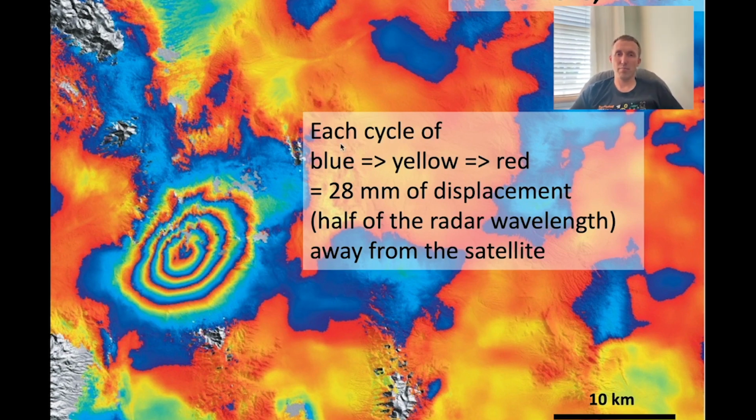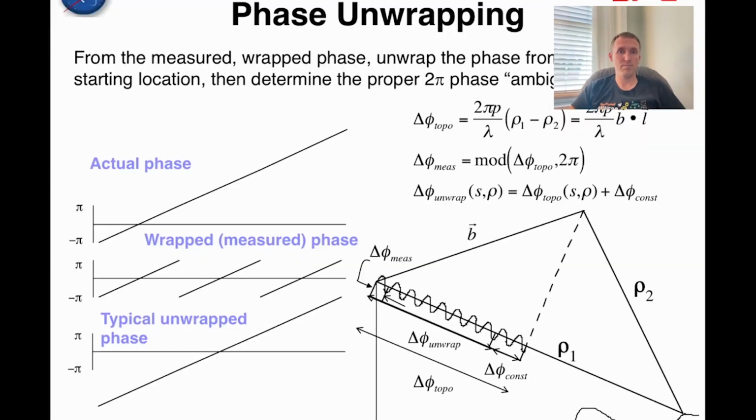Each cycle of that blue to yellow to red color is, in this case, 28 millimeters of displacement. But again, it's going to depend on the satellite sensor. So if you have 5.5 centimeter wavelength, that's going to be different. If you have 22 centimeters wavelength, that's going to be different. All right, so I mentioned wrapped and unwrapped phase.